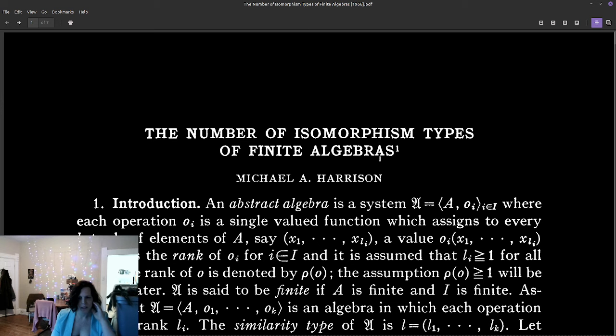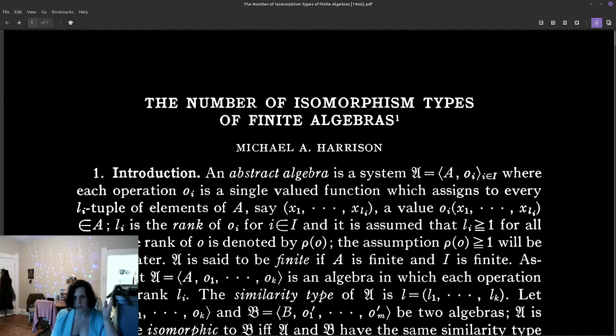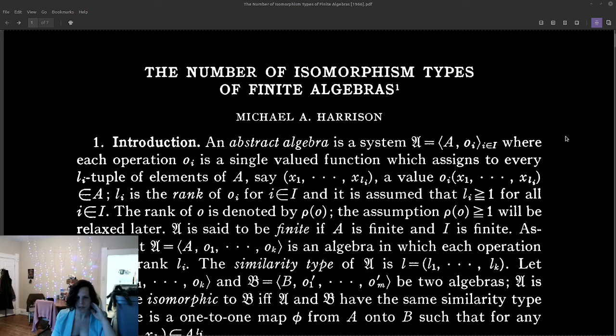Alright. So anyway, this is the number of isomorphism types of finite algebras. It's by Michael Harrison. I actually don't know what happened to him. I don't really think he had an academic career in the long term, but I don't remember specifically.